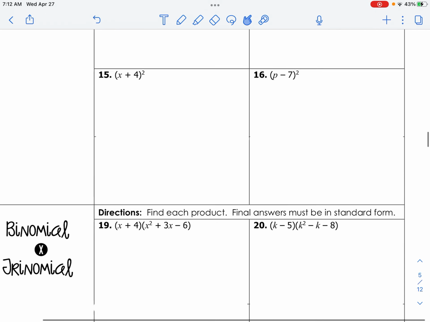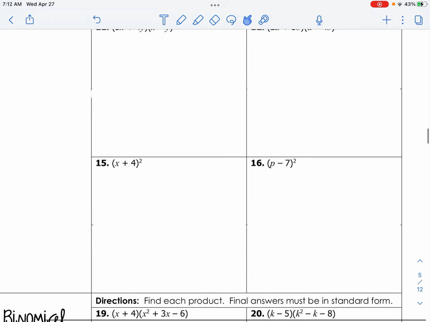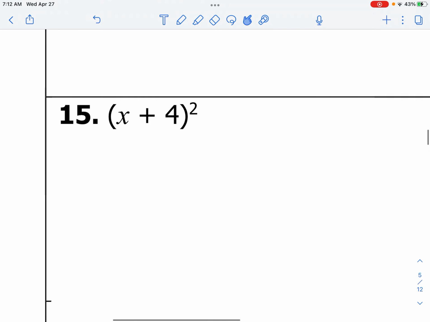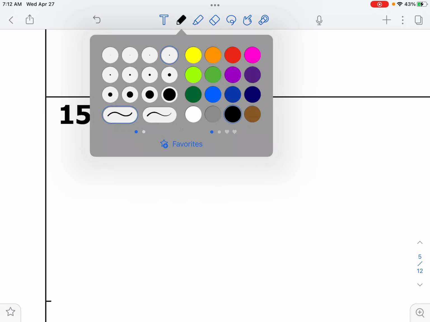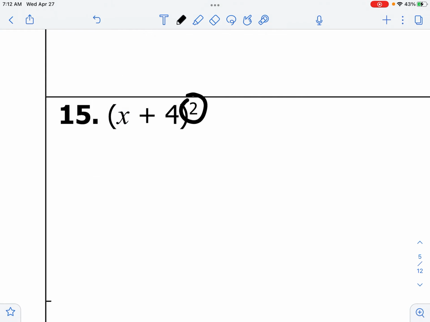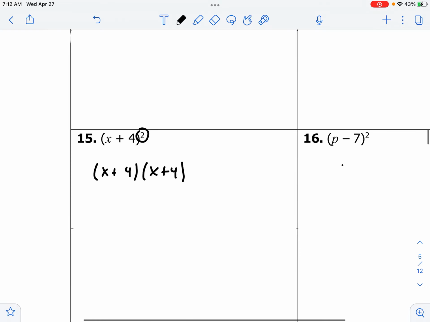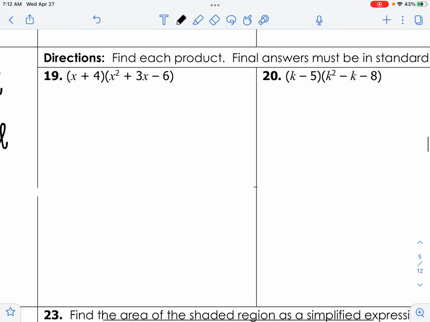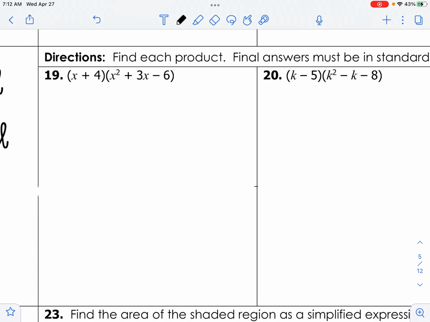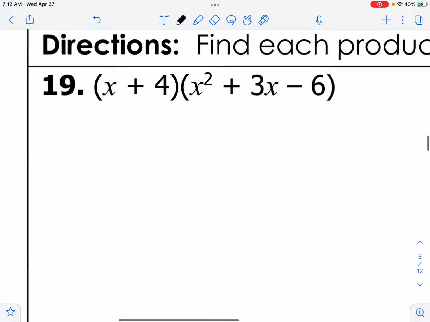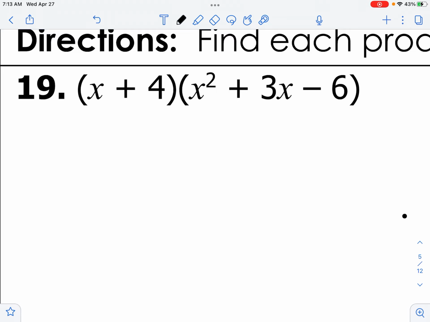Okay, so this doesn't get any more difficult with these. You see this x plus 4 squared. The trick there is to remember what that squared means. That means x plus 4 times x plus 4. Same thing over here. And then you get these down here that are a binomial times a trinomial. So let's do those two together, and then we'll call it a day for the notes portion.